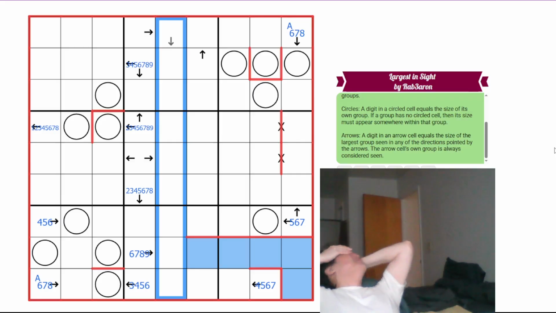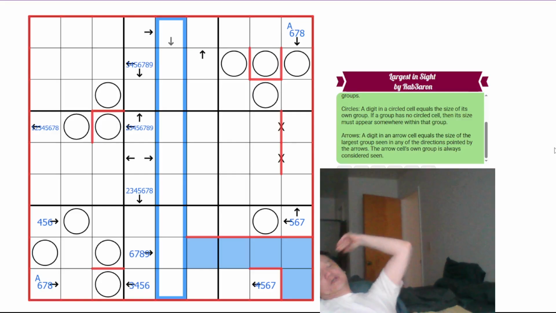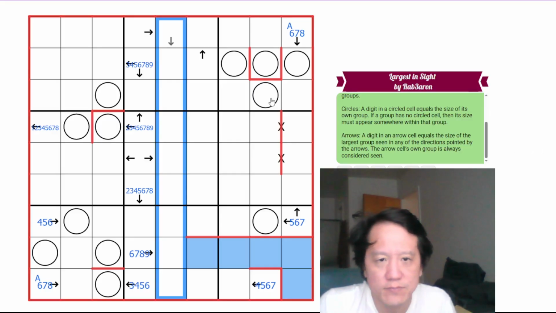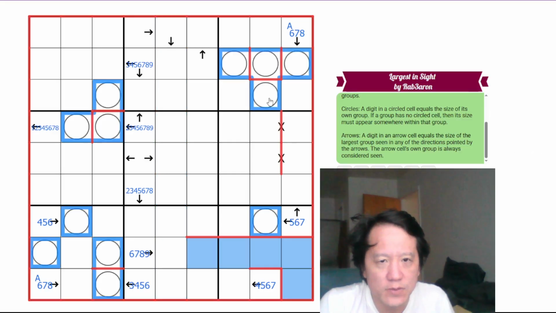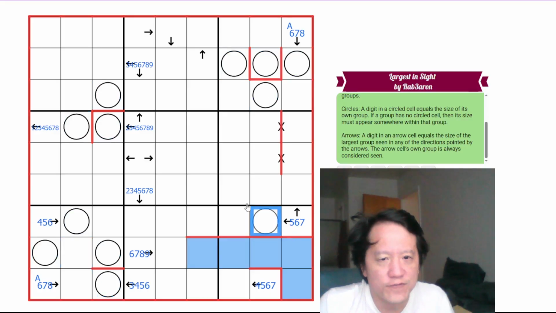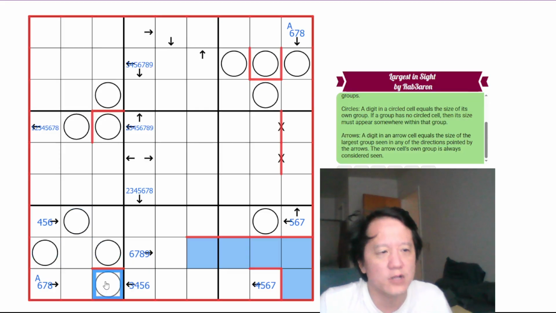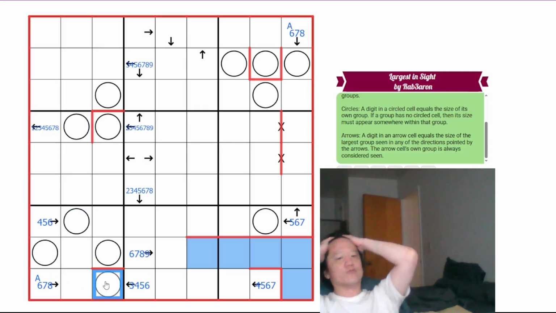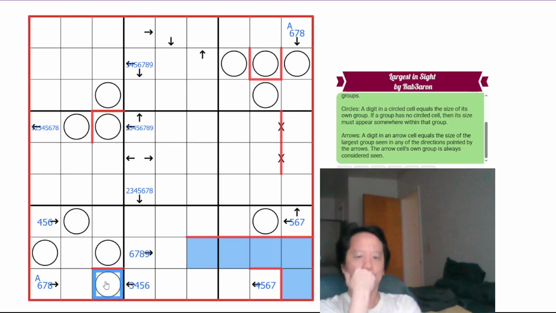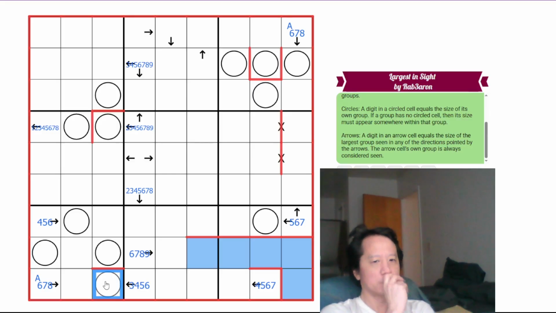What do we know about groups? Well, how many circles do we have? 4, 5, 6, 7, 8, 9, 10, 11, 12. We have at least 12 groups.